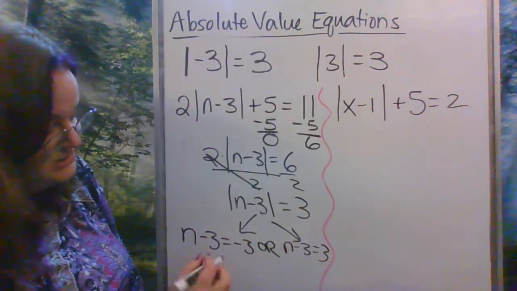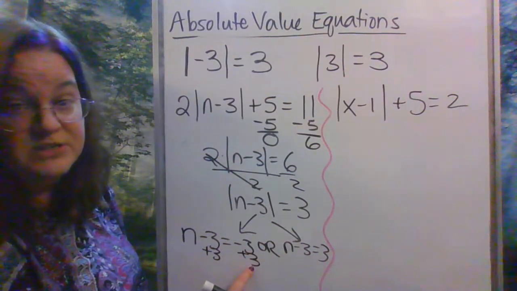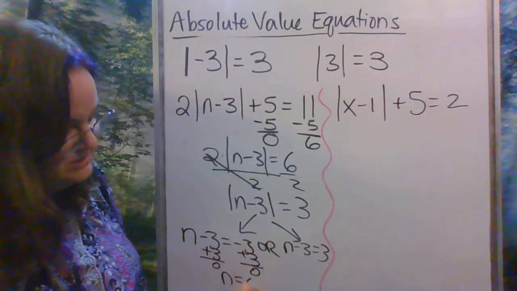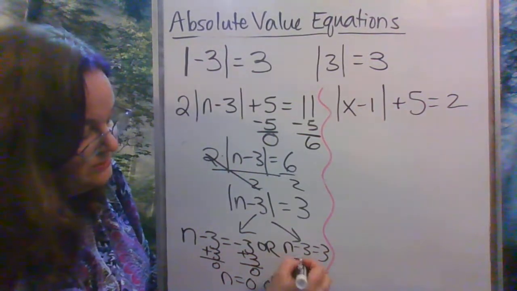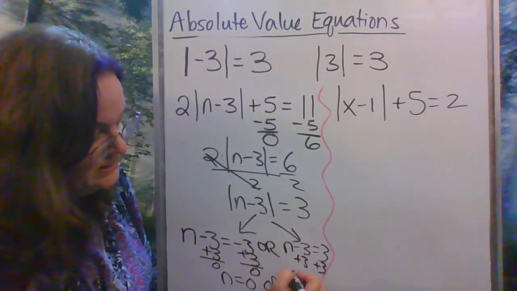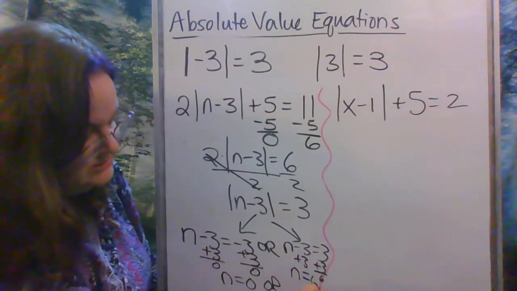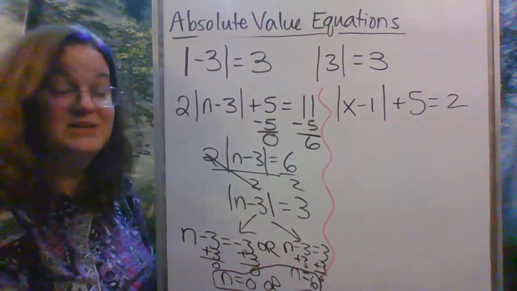When I do n minus 3, I'm going to do the opposite, which is adding 3. Negative 3 plus 3 is 0 because they're opposites, so n equals 0. Or, okay, I add 3 to both sides. So n equals, that's going to come out to 6. So my 2 answers would be n equals 0 or n equals 6.